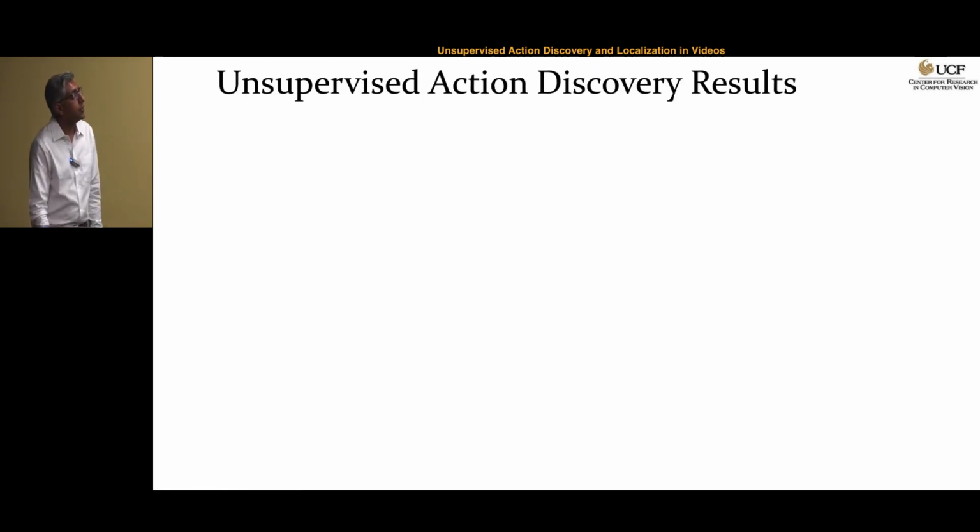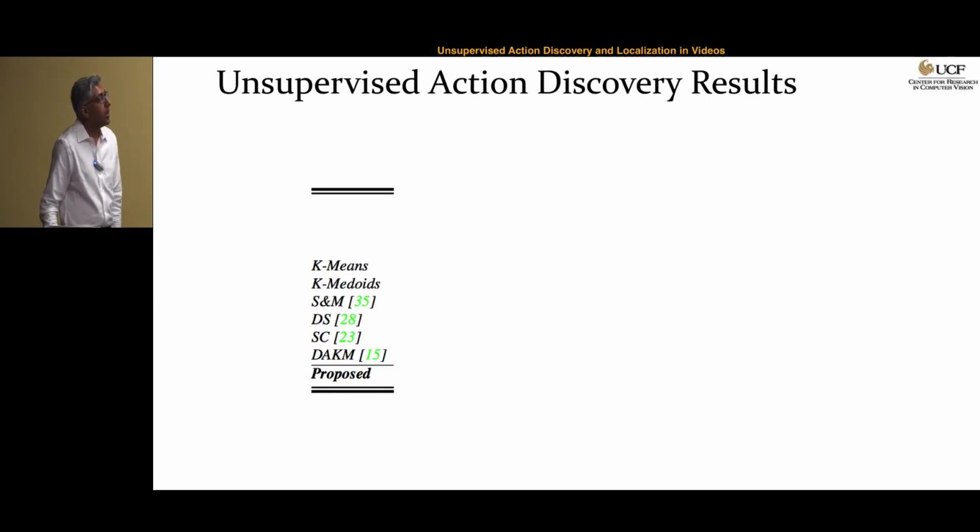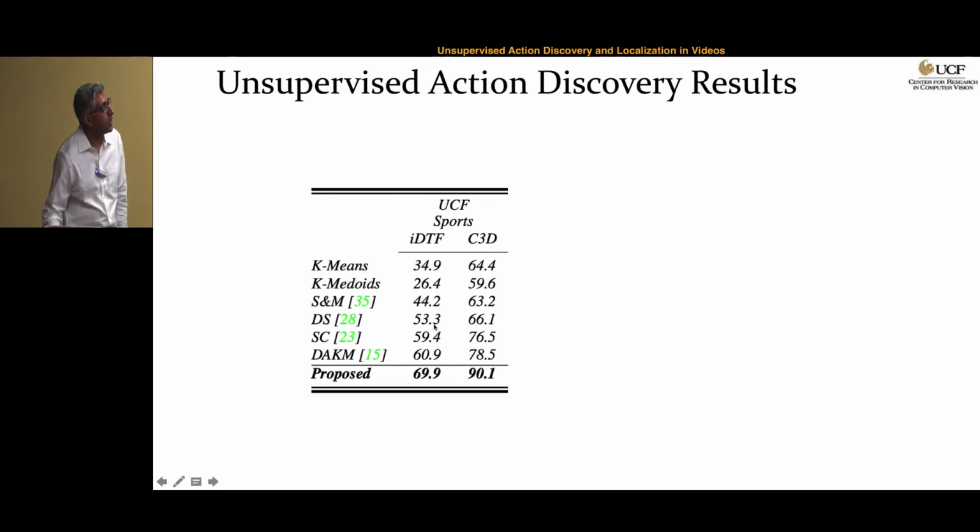First, we show the results for our unsupervised action discovery approach. So here, we compare our proposed approach with some known methods for clustering, such as k-means, k-medoids, n-cuts, dominant sets, spectral clustering, as well as the state-of-the-art dual assignment k-means. And here we show our results as compared to all of these methods on UCF Sports, where we've used IDTF as well as C3D features.